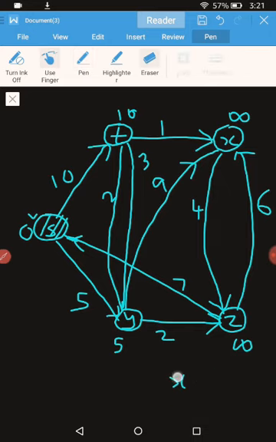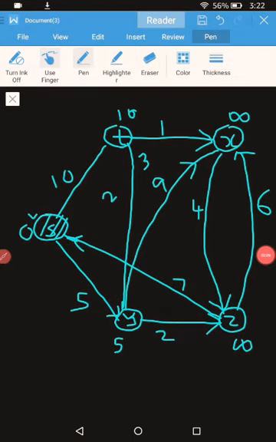While doing extract min from the remaining vertices, the values are 10, infinity, infinity, 5. So the minimum weight vertex is now y. We extract this vertex and add it to our set of shortest path vertices. S is added, then y is added.